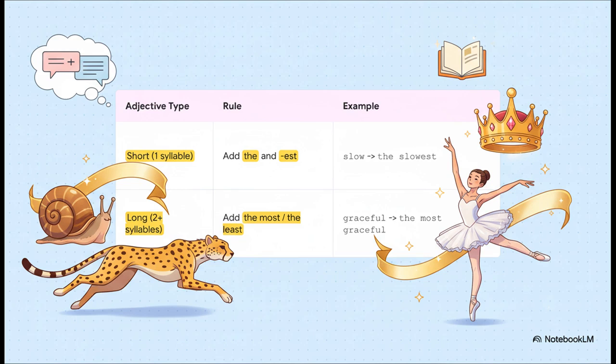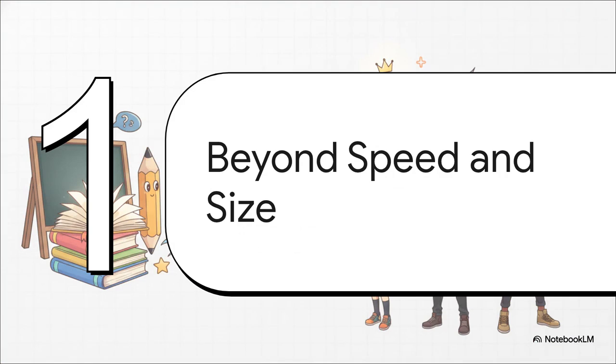So here's our final rule. To crown a champion using a short word, you add the before it and stick est on the end. So slow becomes the slowest. And for the longer words, you use the most or the least, which turns graceful into the most graceful. Now, the cool thing is, these rules don't just work for physical stuff like speed and size. We can apply the exact same logic to more, well, abstract ideas.